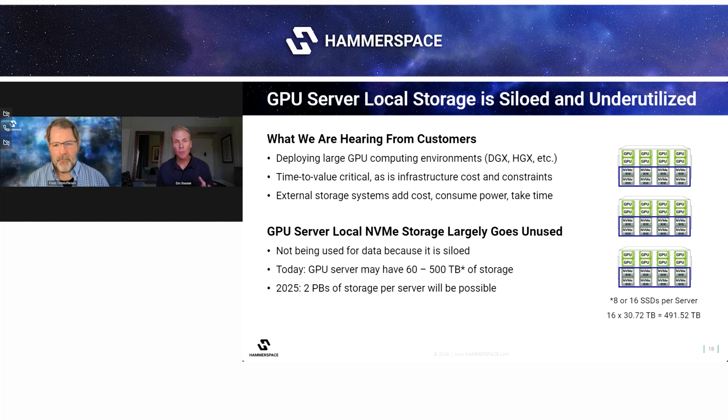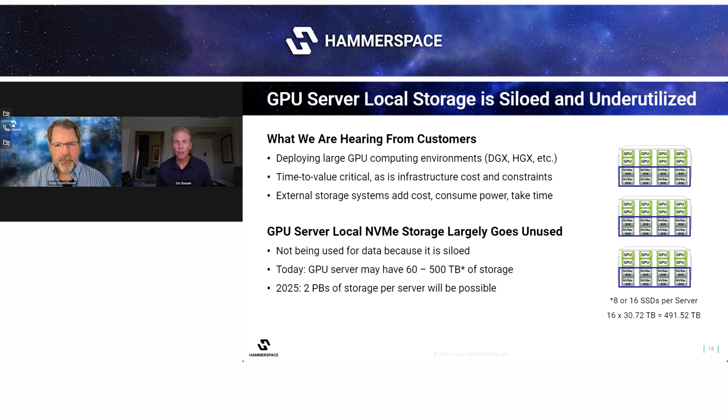Meanwhile, when we look at the GPU servers themselves, these GPU servers have a large amount of local NVMe storage that typically goes unused. There are a few reasons for that. One is the storage is only accessible to the local GPUs inside that server. It's not accessible to other GPUs in the cluster. Two, it's not typically protected. So if a GPU server goes down, you don't want any risk of data loss. And three, it's difficult for data users to manually move the data between the local storage and some external shared storage. And so it just typically goes unused.